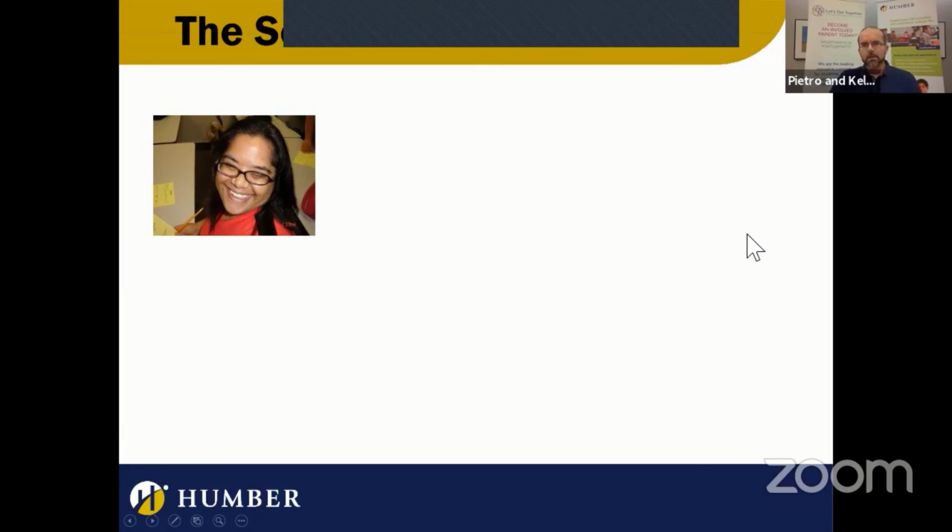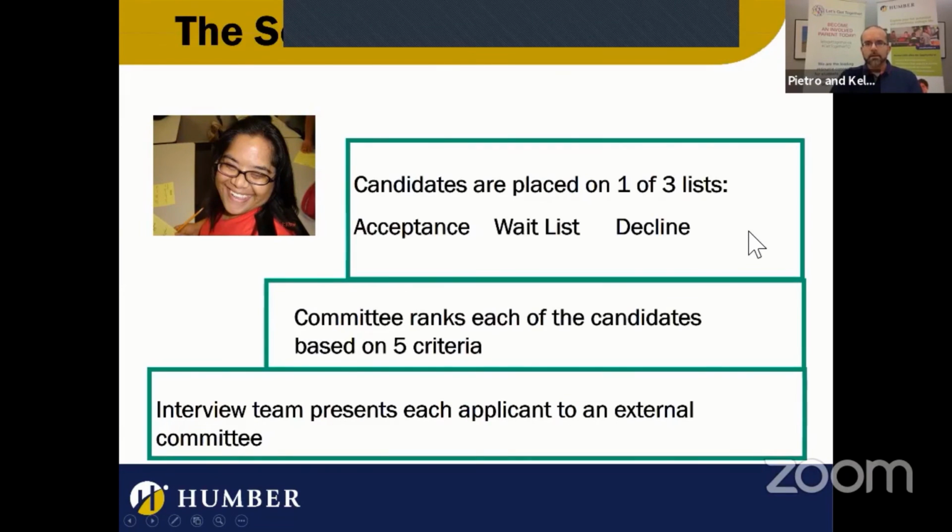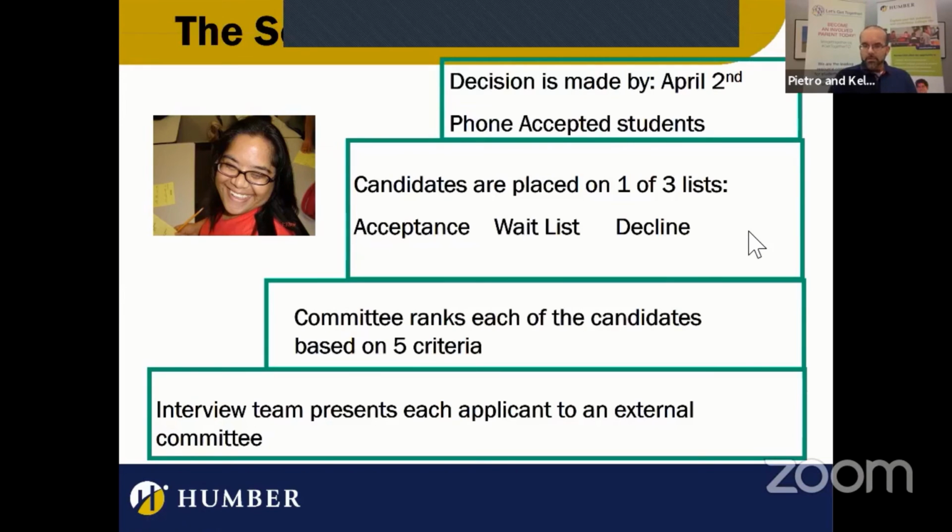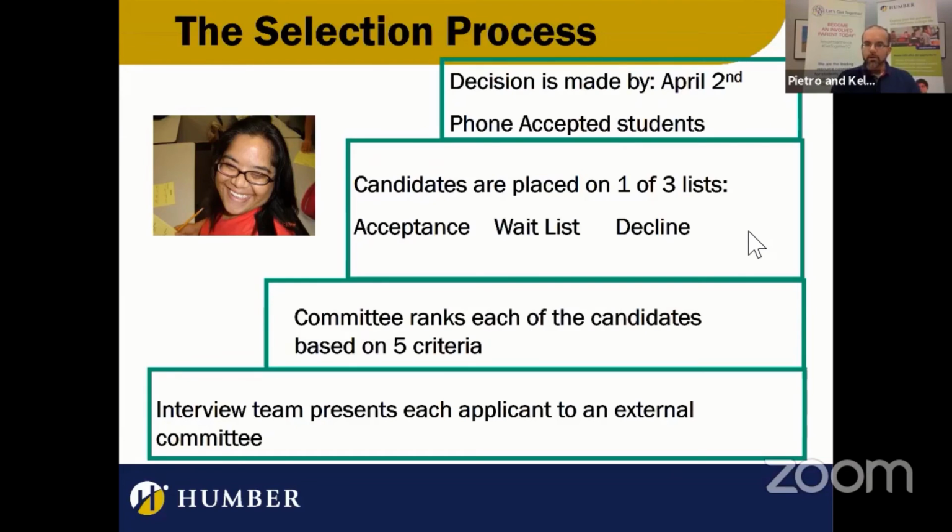The selection process, just to give you a quick idea of what we look at. The interview team will present each applicant to an external committee. The committee is usually made up of associate deans within Humber and faculty at Humber that have worked with our students in our program before and have that experience. The candidates are ranked based on 5 criteria, one being very important: motivation. So helping your child get that motivation, really wanting to come to college, wanting to learn new things. That's one thing that is key that we look at. And then candidates are placed on a list, either acceptance, wait list, or decline, and the decision is made by April 2nd. And we phone the accepted students.